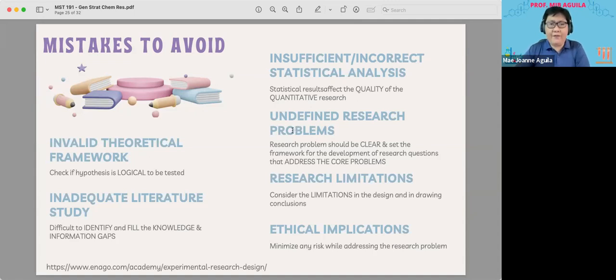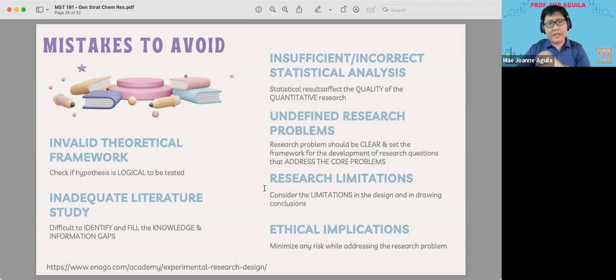And then if we have undefined research problems, so the research problem that your student needs to do should be clear, especially since I think this is quite limited. In terms of the time length, they are really quite limited. Okay, so you really need to ask your students to have their problem really clear. So state their problem really clear and set the framework for the development of the research questions that address the core problems clearly.